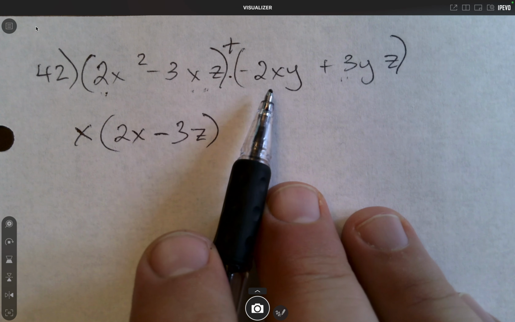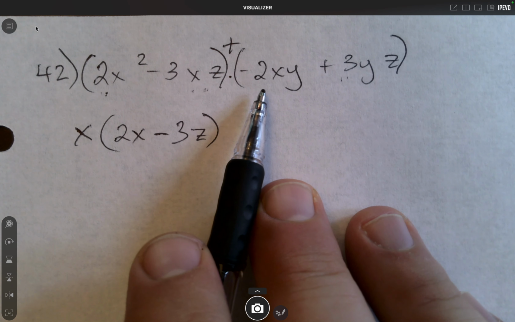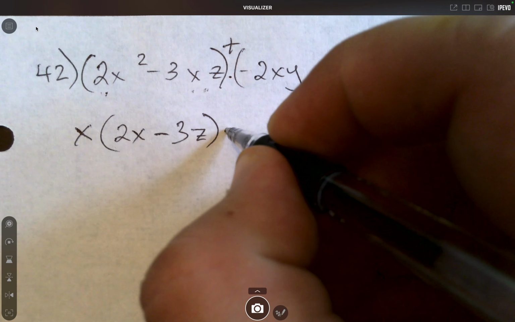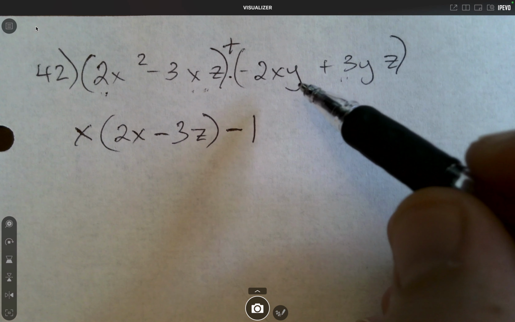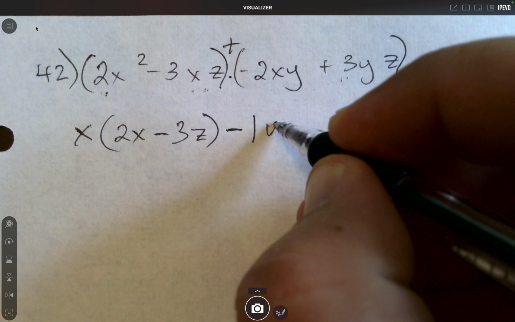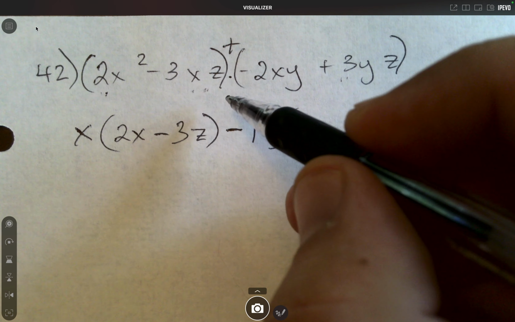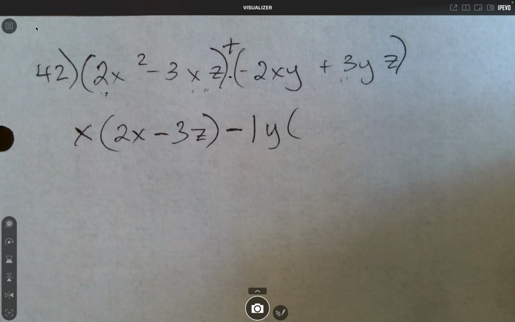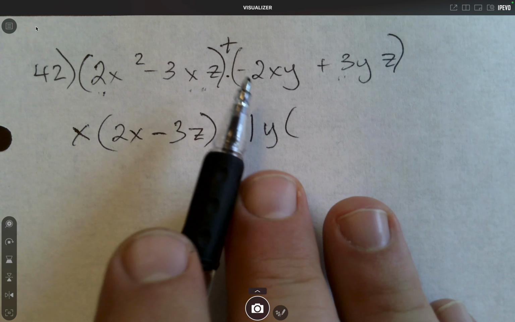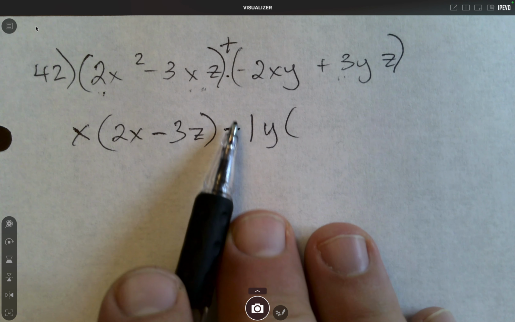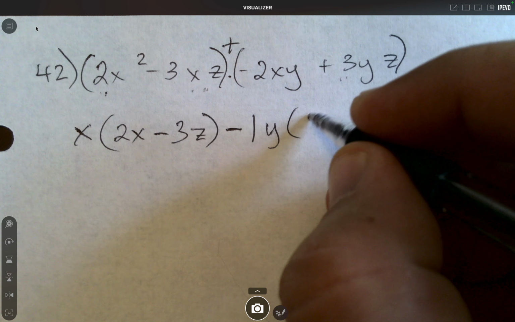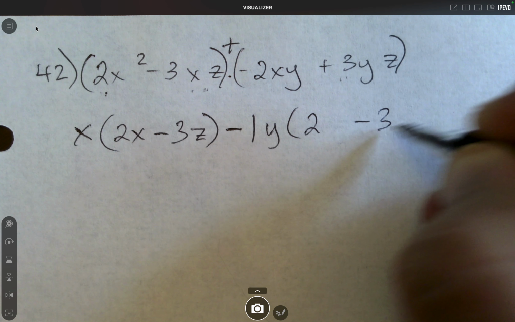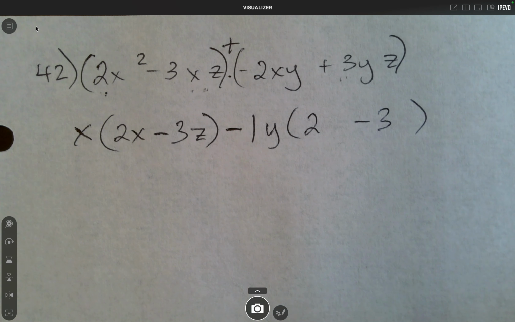Now, because this one has a negative, I do want to factor out a -1. So I'm going to write a -1 right here. And they do both have a y in common. So I'll put -1y out front. Now, if you want to write plus -1y, you can, but it's the same as you say -1y. So again, because the first term was negative, I pulled out a -1. So that changes this to a +2, changes this to a -3. And you'll see why that's a good thing in just a moment.